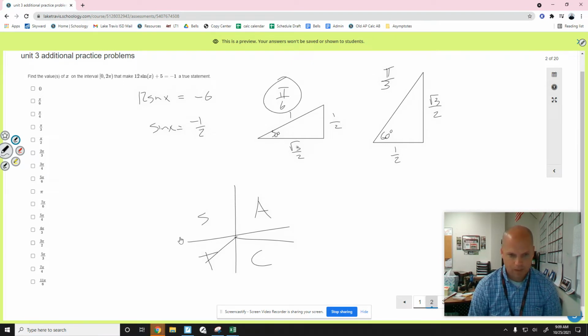How do I do it? 6 pi over 6 plus, counterclockwise is adding. So that's 7 pi over 6, 12 pi over 6 minus. So that's 11 pi over 6. So I want 7 pi over 6 and 11 pi over 6. Okay.